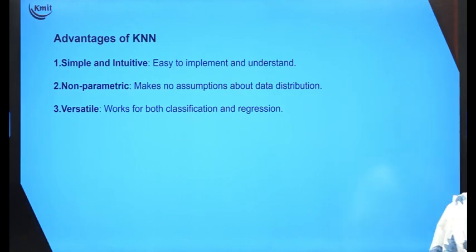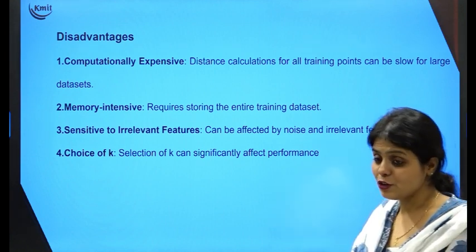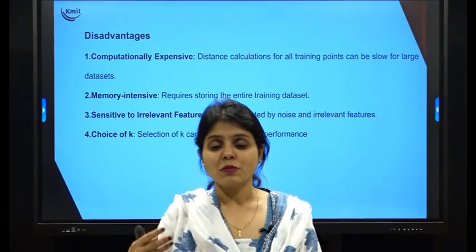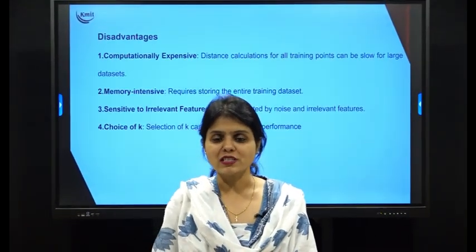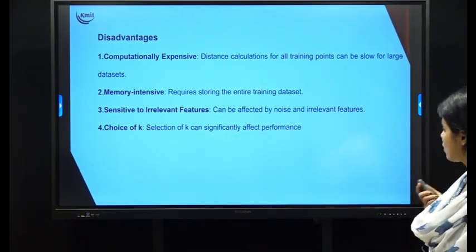When we talk about advantages of KNN, we say KNN is simple and easy to understand. It does not make any assumptions about the distribution of the input data or the data set that is available, and works both for classification and regression. When I talk about disadvantages, it is computationally expensive because distance calculation for all the training points would be difficult when you have large data sets. Here I have taken only 4 data points A, B, C, D, but if you have 4 million or 4,000 data points, calculating distance between each and every point would be tedious.